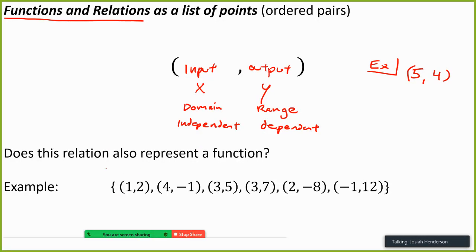And now let's look below at another example where we've got a list of ordered pairs. 1, 2, that's its own ordered pair. So remember, that means 1 is the input and 2 is its output. And then next to that, we see 4, -1. So 4 is an input, -1 is an output. 3 is an input, 5 is an output. 3 is repeated. Look at that, 3 and 3. And 3 goes to 5 and 3 goes to 7. We have repeated inputs with different outputs.